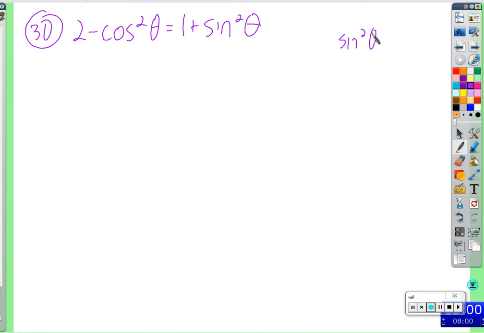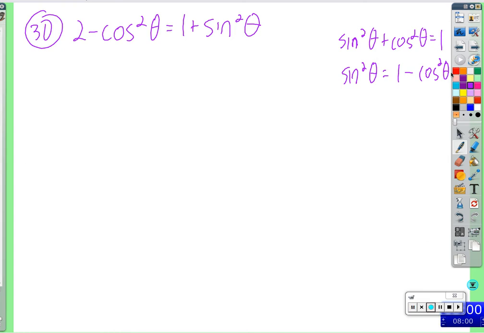If we look at sine squared plus cosine squared equals 1, now, I don't see any sine squared plus cosine squared that I could just replace with 1. But what if I got sine squared by itself? What would sine squared be the same as? It would be the same as 1 minus cosine squared.